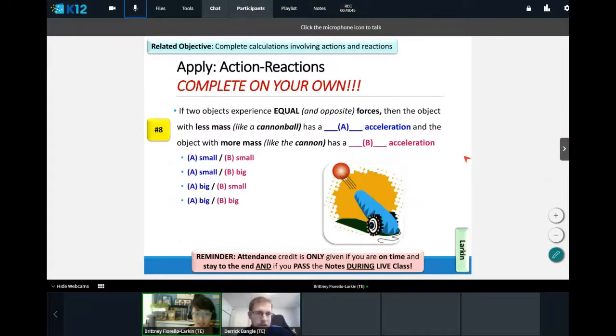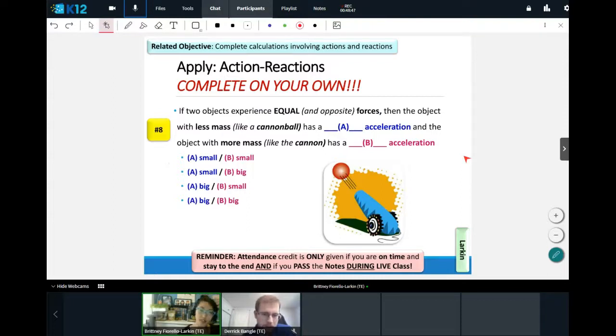All right, so finally, let's go ahead and apply this. So if 2 objects experience equal and opposite forces, again, even though their forces are equal, their accelerations will be different. So you want to think about the object with less mass, like a cannonball. Will it have a small or big acceleration? Don't put answers in the chat. And then the object with more mass, like a cannon, will it have a small or big acceleration? Again, think about this in real life.